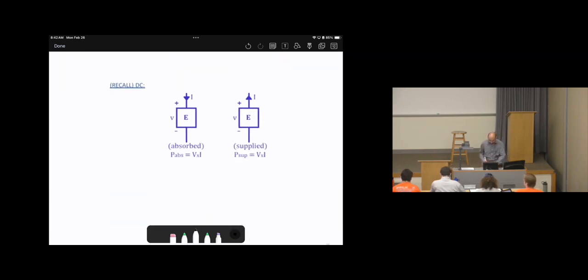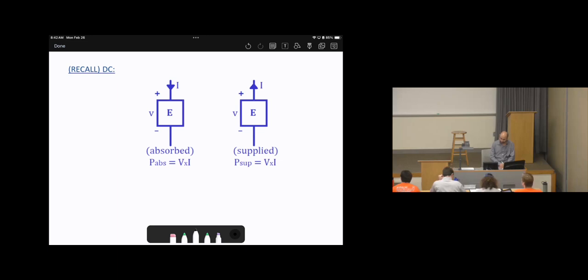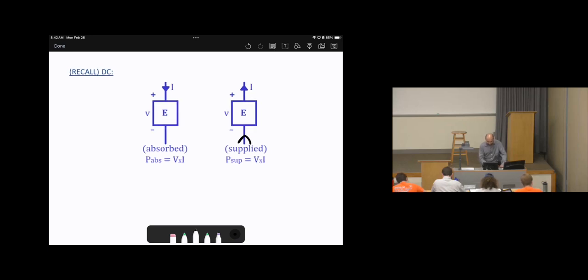Now, recall how we know if an element is absorbing or supplying. In DC, we used to say if the current enters the positive terminal, then it's absorbing. If the current enters the negative terminal, then it is supplying. In AC, it's the same thing, but instead of power P we say S. So we can say S bar absorbed equals V times I conjugate, and for the other one, S bar supplied equals V times I conjugate.